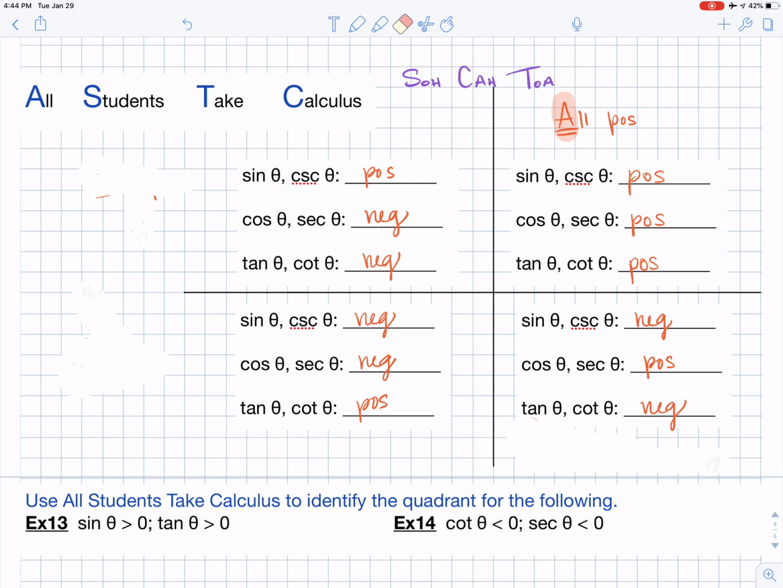Look at the second quadrant. Notice that the only positive in the second quadrant is the one that deals with sine. So Students lines up with sine, the S in Students, the S in sine. So it's only the sine that's going to be positive. In the third quadrant, the only positive is going to be the tangent. So the tangent is going to line up with Take, the T's. And then lastly, the only positive is the cosine. So the C in cosine lines up with the C in Calculus. So All Students Take Calculus tells what's positive in each quadrant.